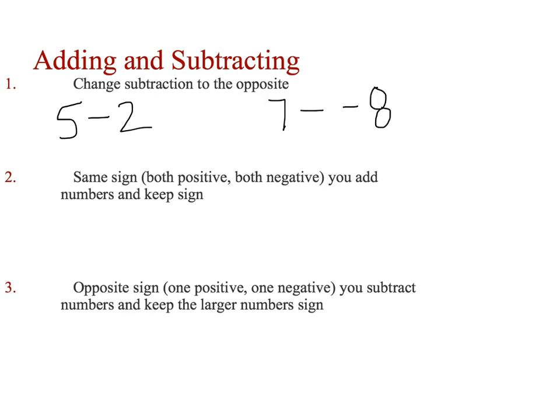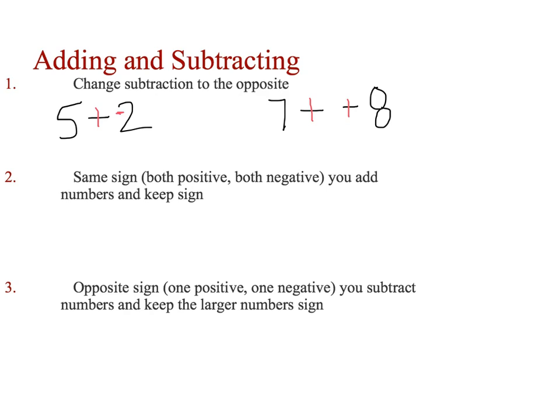So when I say you want to change subtraction to the opposite, for my first problem, I would change subtraction so it says plus, but then you always have to change it to the opposite that's shown. So the opposite of a positive 2 would be a negative 2. In my second example, I'm going to change my subtraction to a plus, but this is a negative 8, so the opposite of a negative 8 would be a positive 8. So that's why when you have subtraction, it's like the opposite. And you'll hear me say opposite a lot in class.